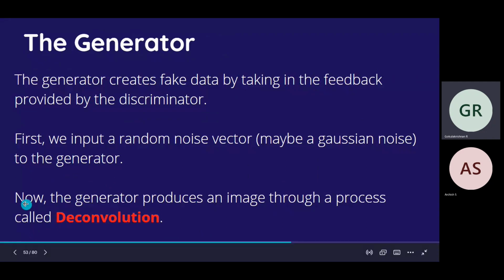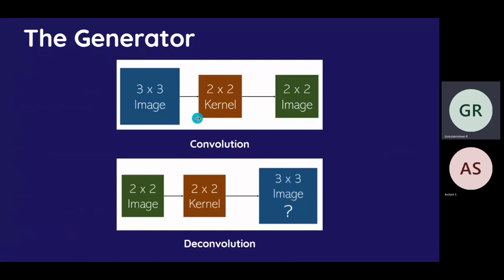As I mentioned here, the generator produces an image through a process called deconvolution. In convolution, you have a 3x3 image and a 2x2 kernel, and after you apply that kernel, you get a 2x2 image. That is convolution. In deconvolution, you have a smaller sized image, and you try to somehow generate a bigger sized image.